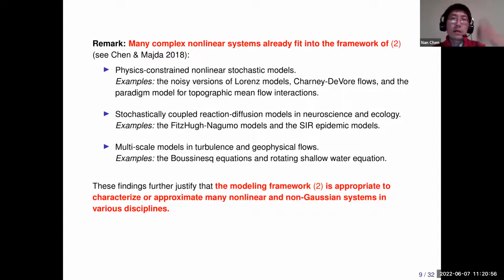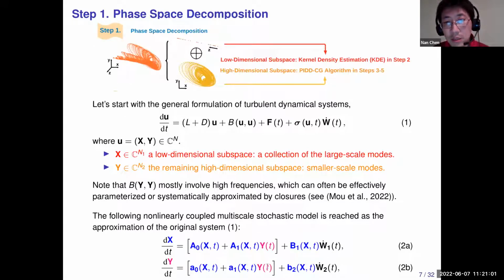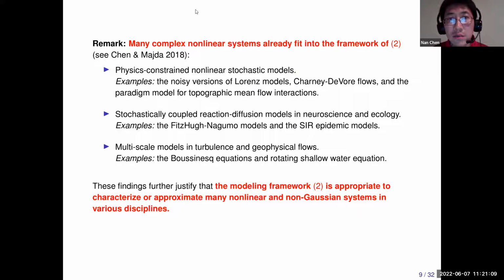I want to provide one remark here, because maybe you will say, hey, this system 2 can be very special, right? It may be very different from this equation 1, but I want to provide some evidence, which is that many complex systems actually already fit into the framework of 2 without any approximations. There are a lot of physics-constrained nonlinear stochastic models, such as all different kinds of Lorenz models, like Lorenz 63, two-layer Lorenz 96, Lorenz 84. Without any approximations, those systems already belong to this framework 2.